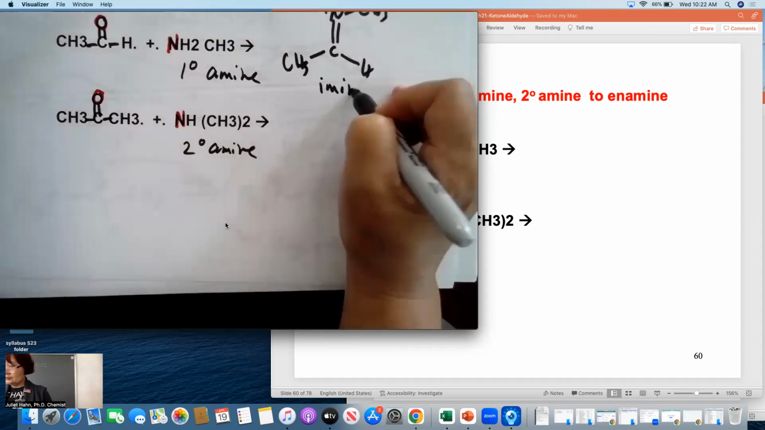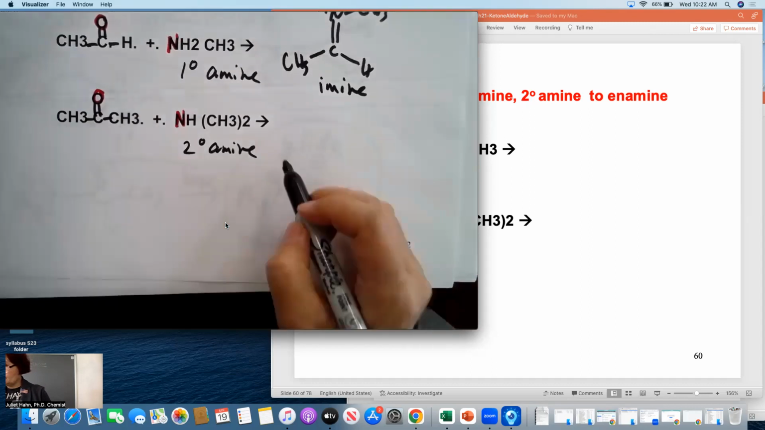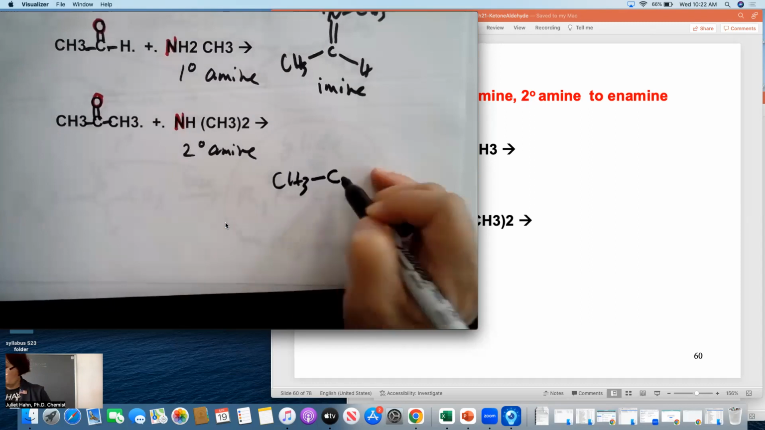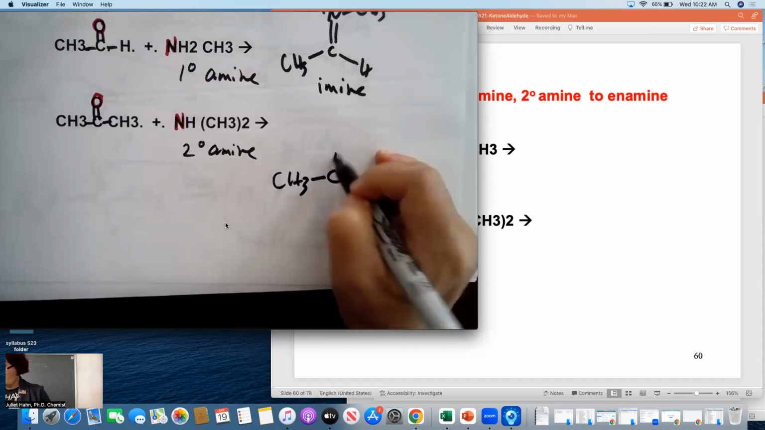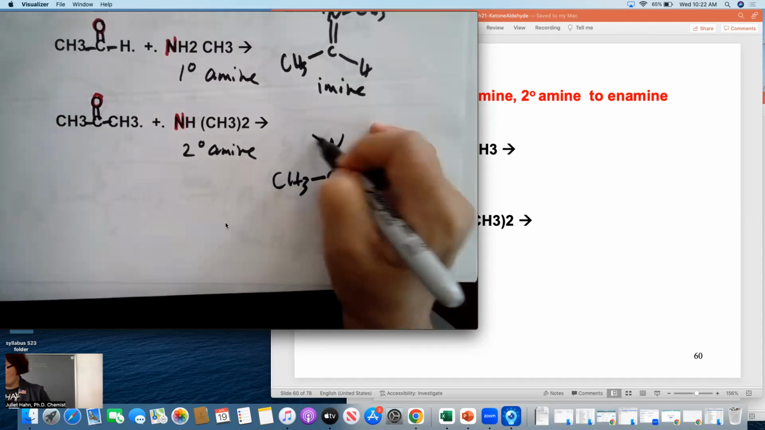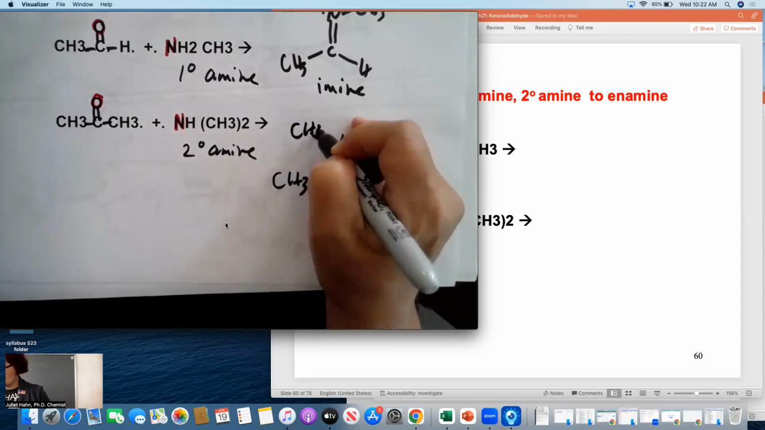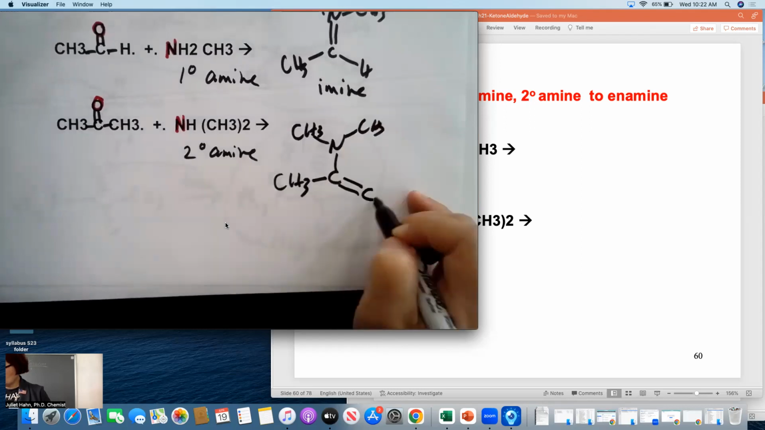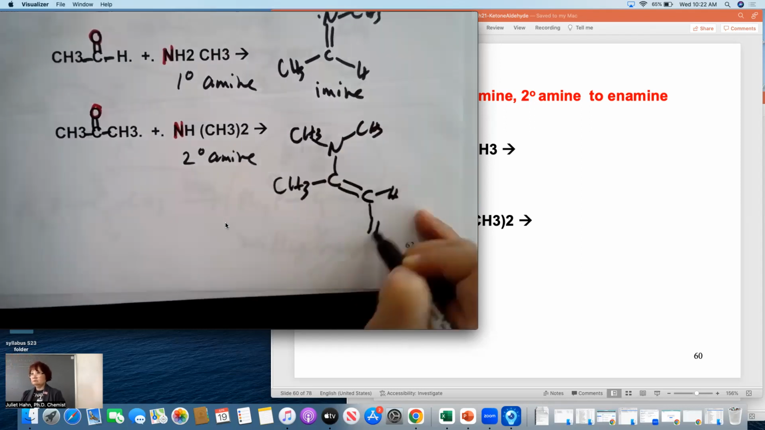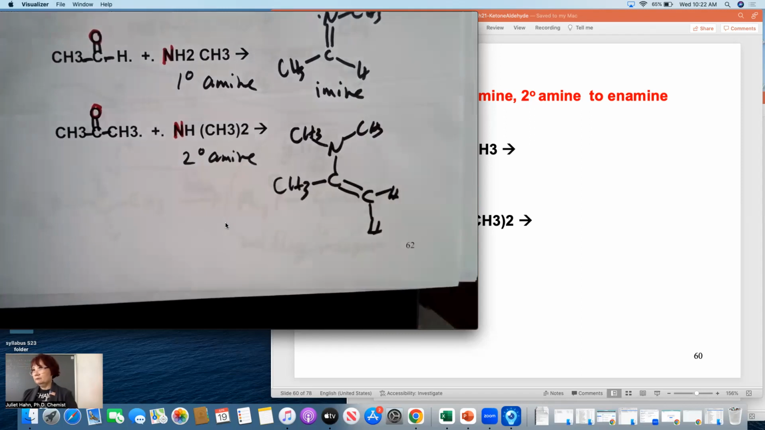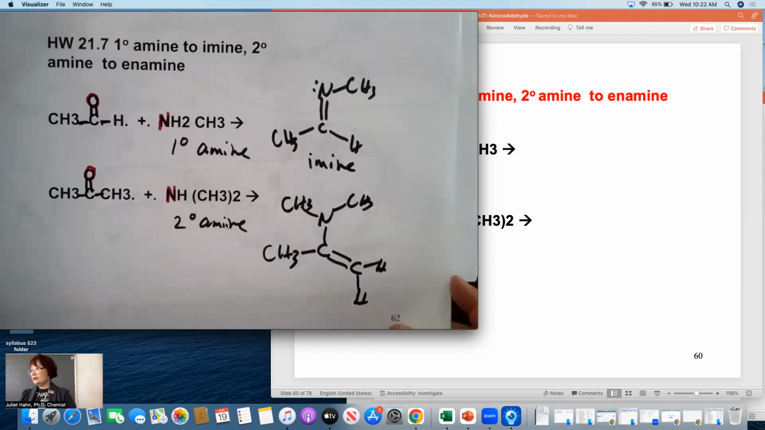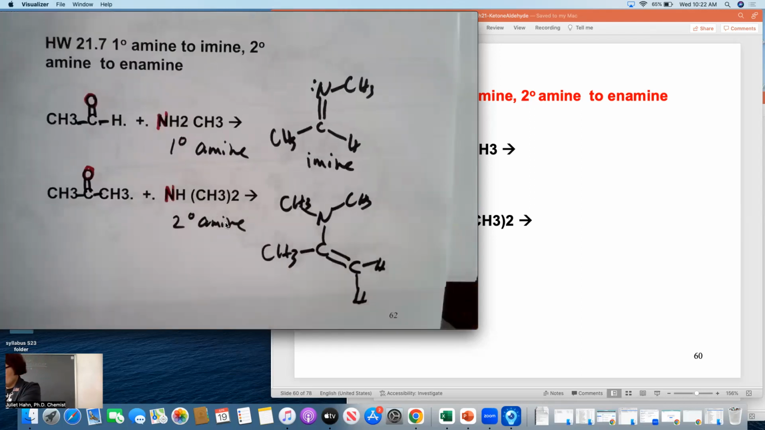Okay, so that nitrogen replaces that oxygen there. That amine has two alkyl groups attached to it. And then we're going to form a double bond at the carbonyl carbon. So there you are. Okay, so imine, enamine.